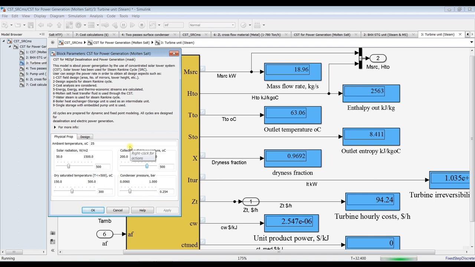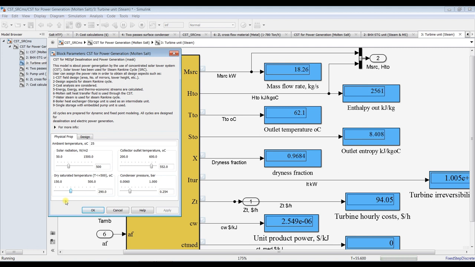Let's increase the temperature of the solar field outlet up to 600. It's a little bit slow. You can click on the cursor here, and instead of using your mouse arrow, just use your keyboard arrows, left to right or up and down. So I'm moving to the right for increasing. Okay, 500 and 550. Suppose I would like to decrease the dry saturated temperature. Let's decrease the dry saturated temperature. Okay, I'm decreasing.